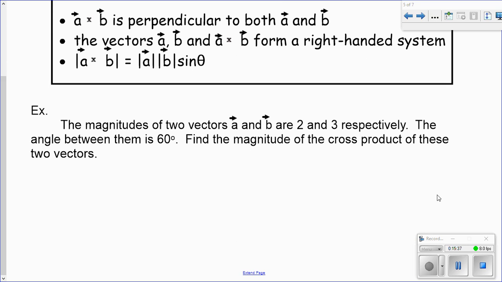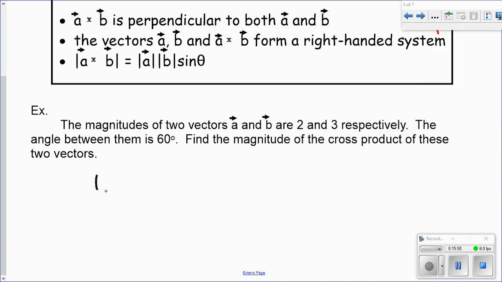Okay, so the magnitudes of two vectors A and B are 2 and 3 respectively. The angle between them is 60 degrees. Find the magnitude of the cross product of these two vectors. All right, let's see if we can rattle this off. I think this is just a straight application of my formula here, so I don't think it's a big deal of a calculation.